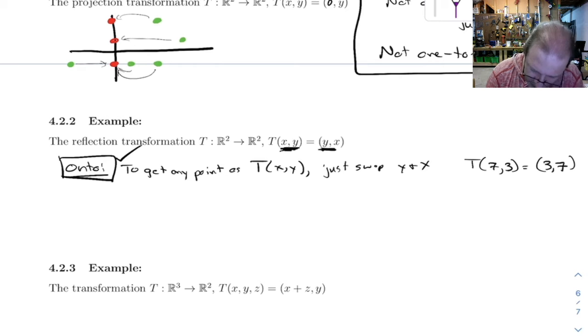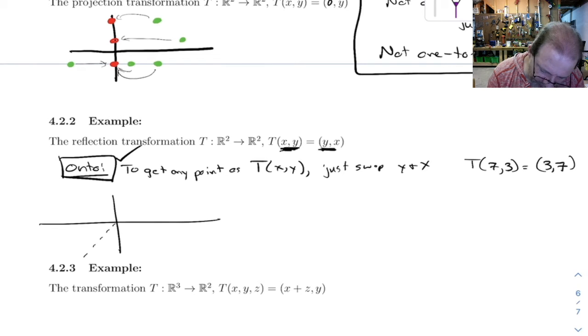Is it 1-to-1? Yes. If you think about what this does, it flips everything across this line. So it's going to just transform the plane onto itself by flipping over. So you can't find any point over here that has more than one pre-image. This point is the reflection of that point there. So it's also 1-to-1.